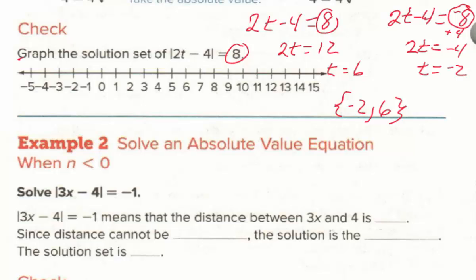Now it does say to graph the solution, so I'm going to go graph it. So I'm going to graph the negative 2 first, which is right here. And then the positive 6 will be next, so the positive 6 will be right here.